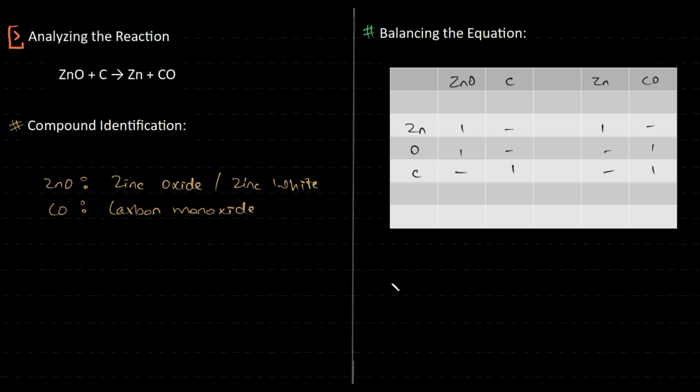So technically I should be writing it as ZnO plus carbon, in presence of heat, will give us Zn plus CO in form of gas. Satisfied? So this is the balanced reaction.